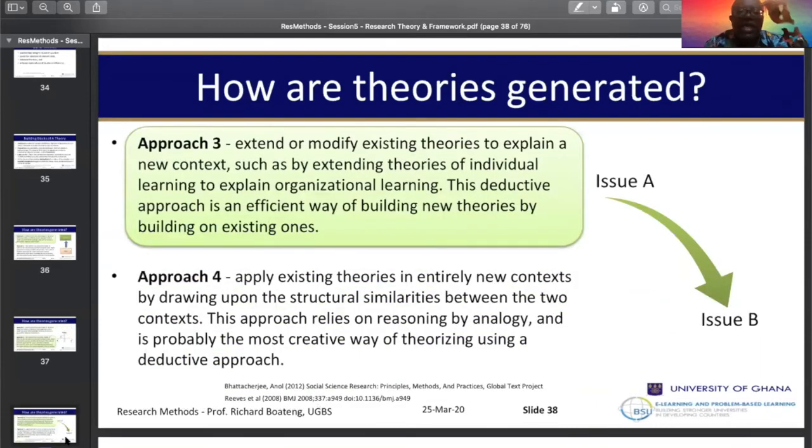Approach three, extend or modify a theory. So for example, extend and modify an existing theory to explain a new context, such as extending theories of individual learning to organizational learning, like what we did earlier. So somebody knows that this is a theory of meaning structures, and then applies it to looking at how people learn in organizations. So Dixon, for example, took the work of MacLean and applied it to the organizational context, looking at how people learn at the organizational level. But Dixon's work began from MacLean. MacLean's work was more about learning at the individual level.